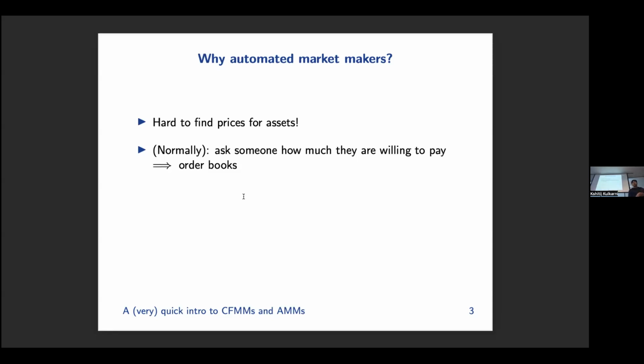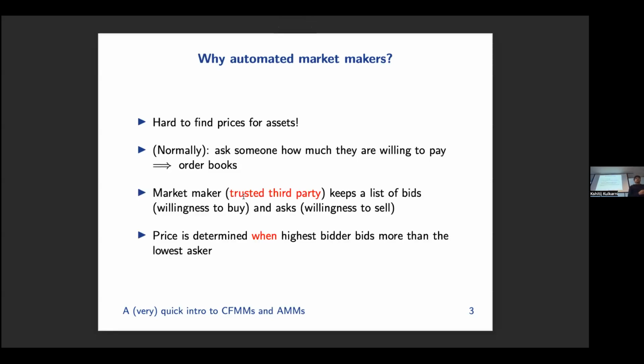Normally, the way that you do this is that you ask someone how much they're willing to pay for the asset. You go around and ask people. And this gives rise to something called order books, which are very common. And then what you do is you get a trusted third party called a market maker to keep a list of willingness to buy and willingness to sell. And the price is determined whenever the highest bidder and the person who's willing to sell at a particular price match, and the market clears.